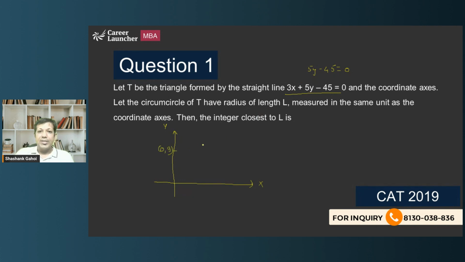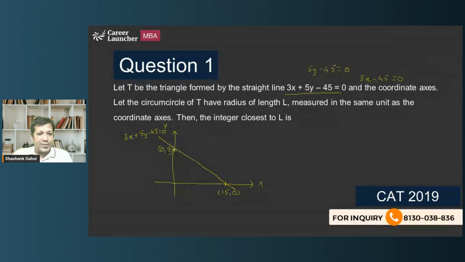That is the first thing. Second, I'm going to put y equal to 0. Then I get 3x minus 45 equal to 0, so x equals 15. So here I get the point x equal to 15 and y equal to 0. Now we have this line: 3x plus 5y minus 45 equals 0. Now the question is saying that a circumcircle is drawn, and we need to find the radius of that.